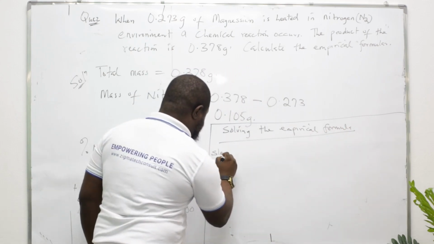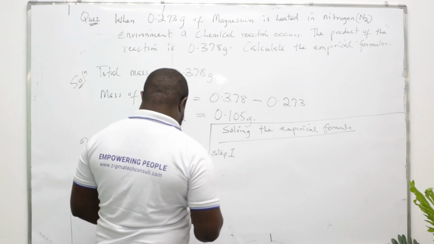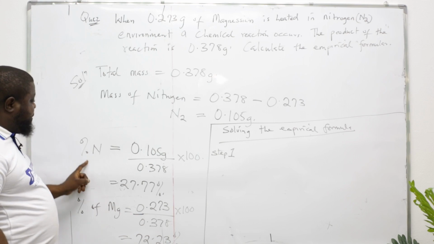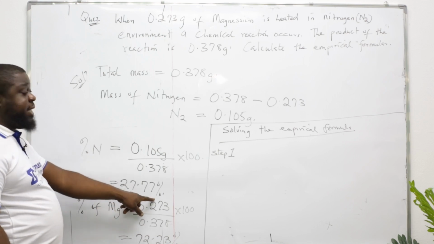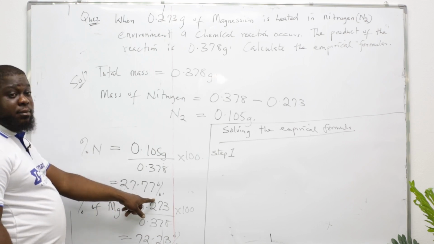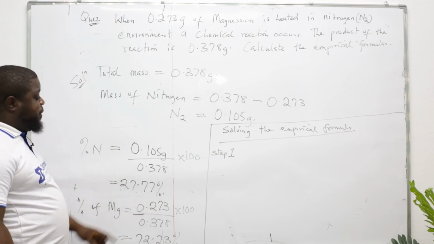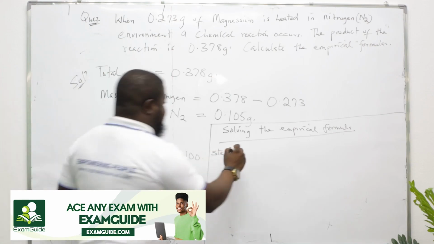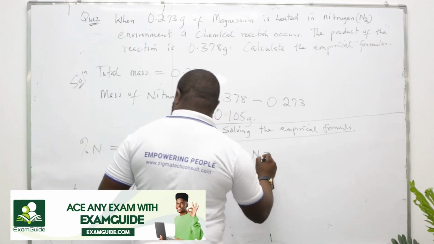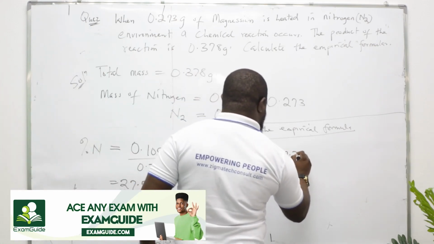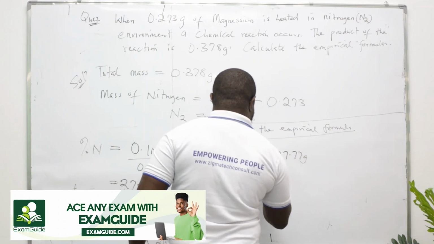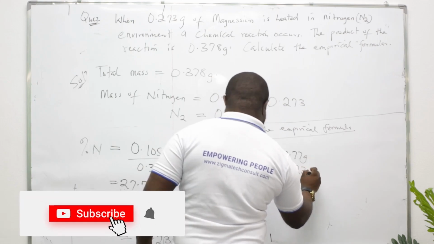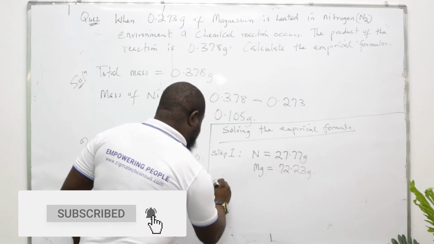Step 1 says change the percentage to grams. Nitrogen has a percent of 27.77, so it will be changed to grams. I told you, just remove the percent and you get it. So step 1, nitrogen will be equal to 27.77 grams and magnesium will be equal to 72.23 grams.